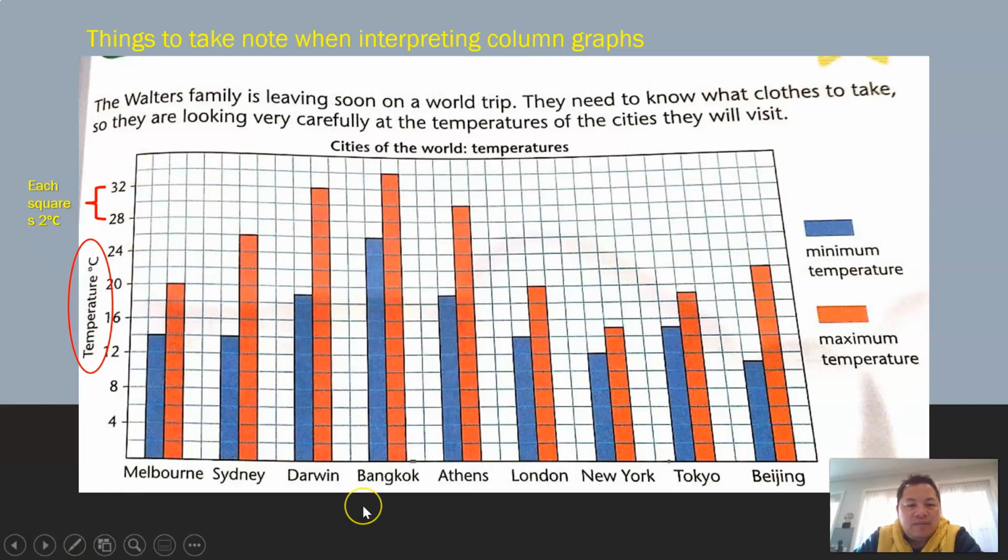based on the y-axis. And if you look at the x-axis, these are the names of the cities that are given to you. So this family is going to many different places, isn't it? I guess it will be exciting.